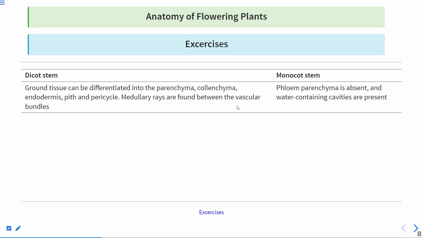Medullary rays are found between the vascular bundles. You can also see the medullary rays present in between the vascular bundles, right? There are parenchymatous cells which form the medullary rays, and that is present in between the vascular bundles. But what about the monocot stem? Phloem parenchyma is absent. There is no phloem parenchyma. This is about the vascular bundle, and water containing cavities are also present.